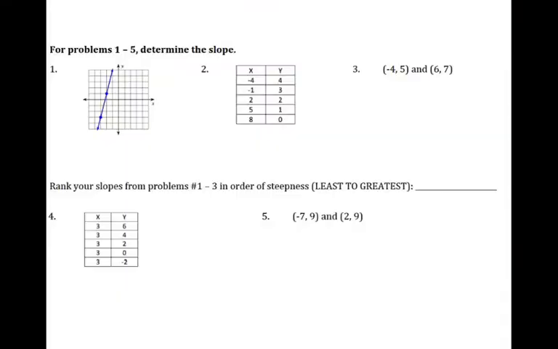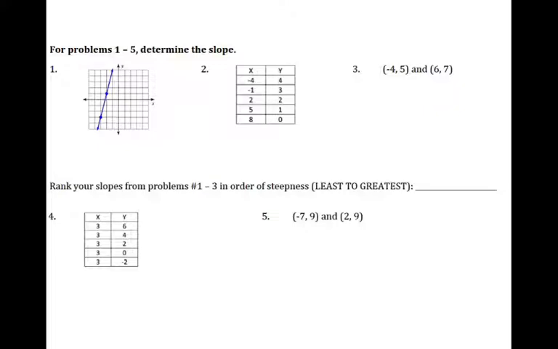So the first thing we're going to do is determine the slope, and we have three different scenarios. We have the graph, we have a table, and we have 2 points. Now each one of those scenarios is going to require something slightly different, but it's all the same idea. And what that idea is, we'll go to the graph, and it is your rise over your run.